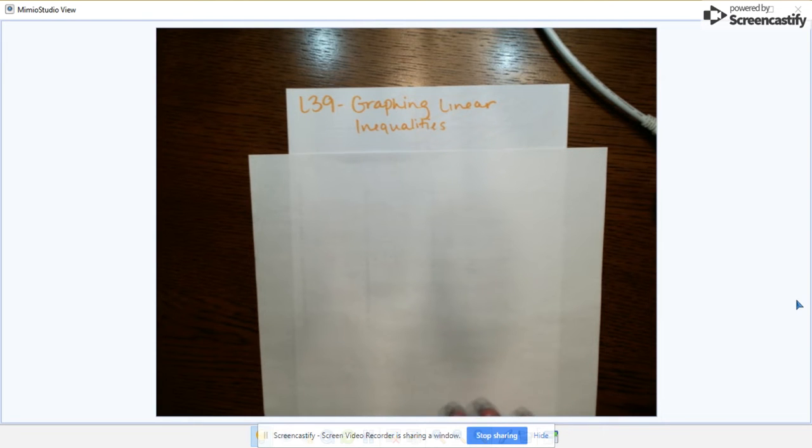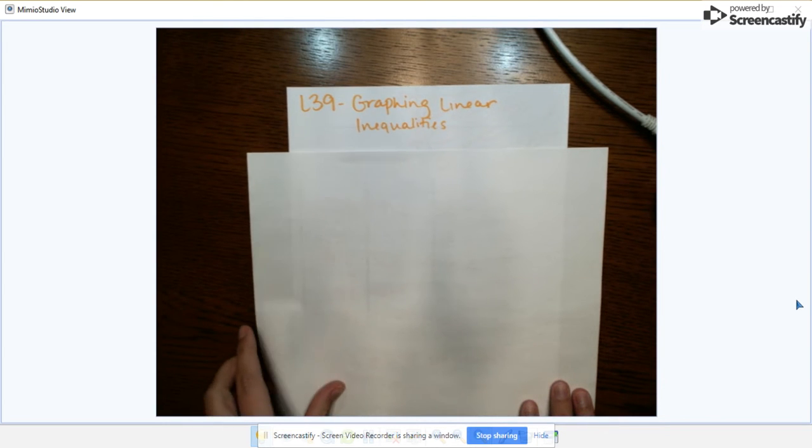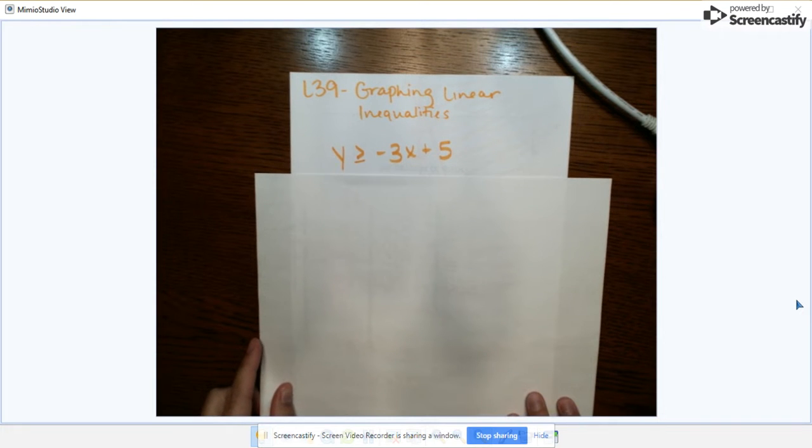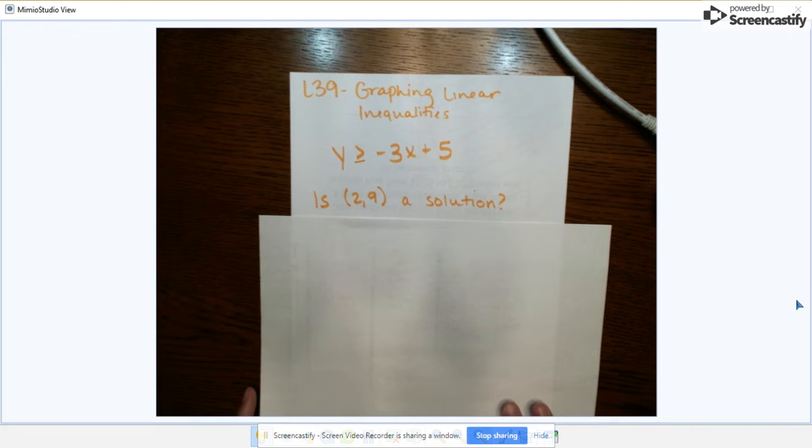Hey guys, today we're going to review graphing linear inequalities. So here is a linear inequality, y is greater than or equal to negative 3x plus 5. We're going to start by testing whether the coordinate point (2, 9) is a solution.